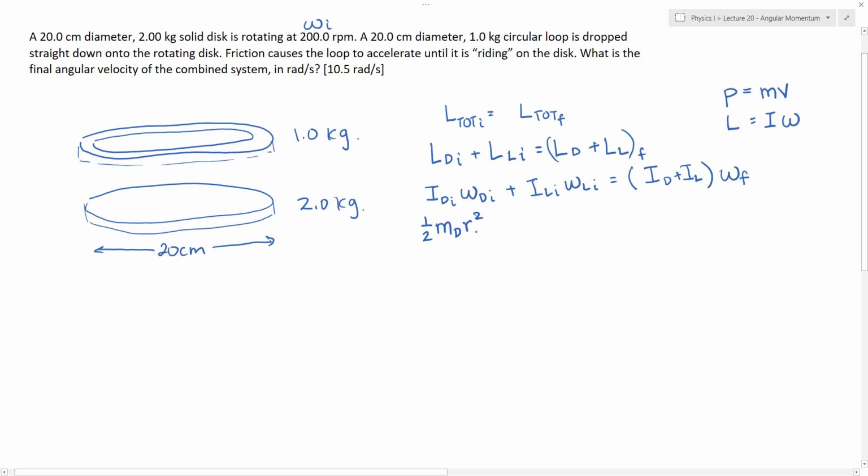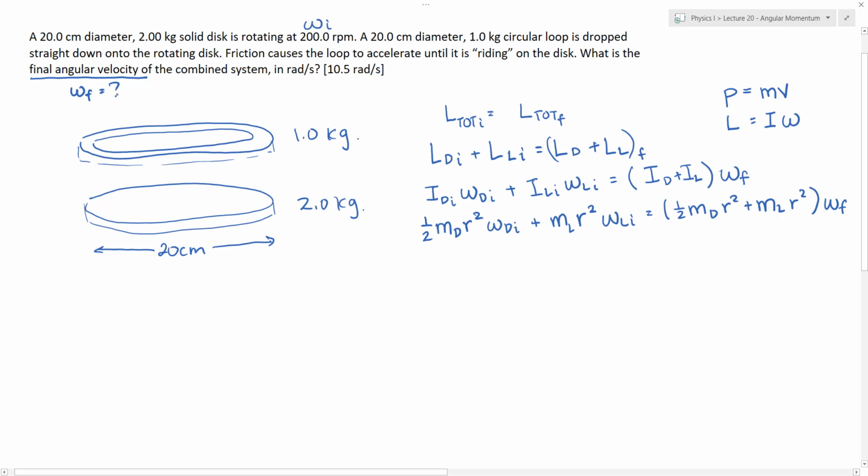I could put r of the disk, but the radius of the disk and the loop are the same. Omega of the disk initially plus the moment of inertia of a loop, which is just m r squared, again from the table. Omega loop initial is equal to the two moments of inertia put together, so 1/2 m_d r squared plus m_loop r squared, times omega final. And omega final is what we're looking for.